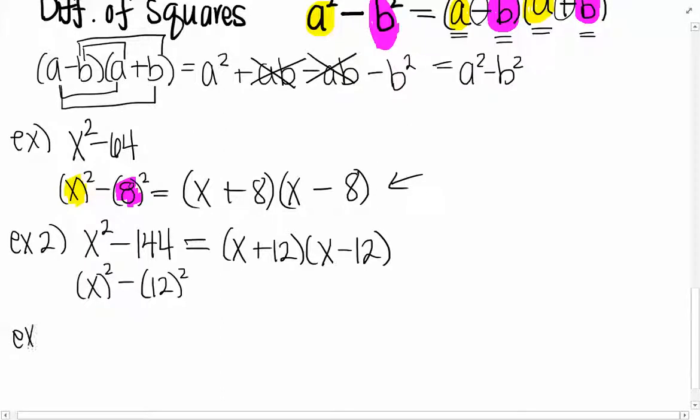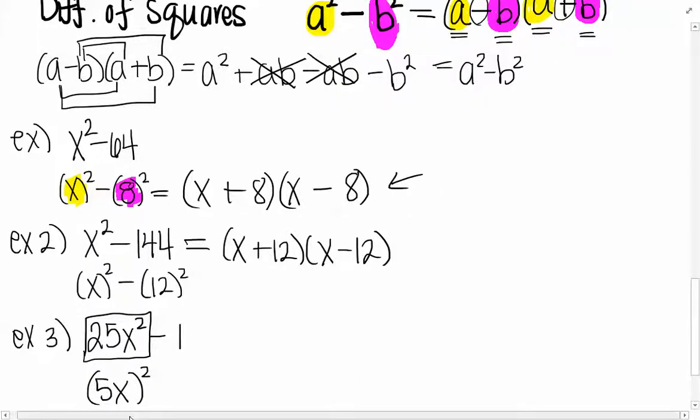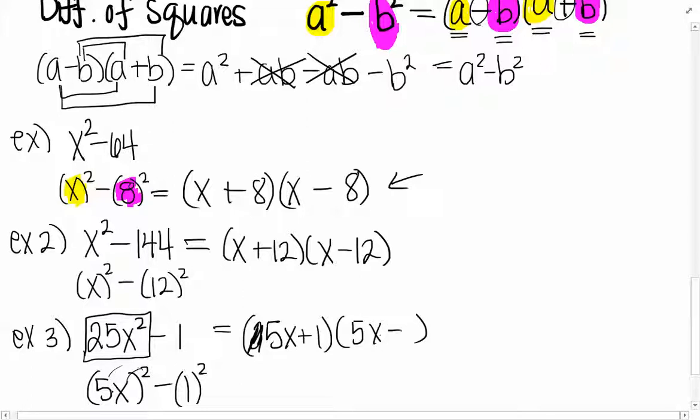Okay, so let's do a harder one. Let's do 25x squared minus 1. So now the thing that is being squared here is actually 5 and an x in parentheses. When you're multiplying two things, you can distribute a square like that to get 25x squared. Then the other thing is 1 being squared is 1. So 1 is a square of itself. It's got an unusual property. Okay, so the first thing that goes in front, oops, I was about to make a mistake there, is a 5x and a 5x, then plus 1, then minus 1.